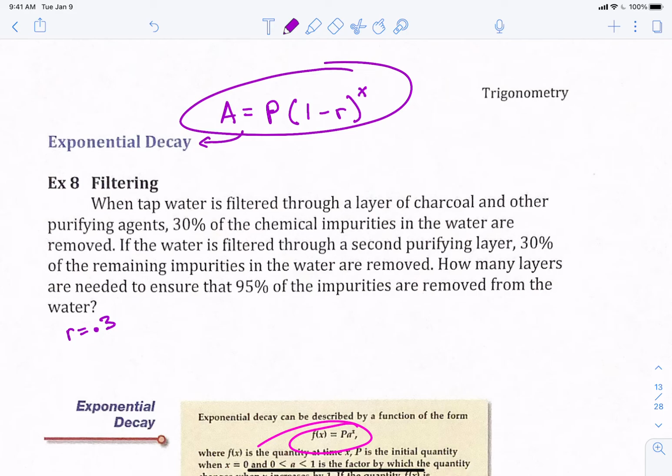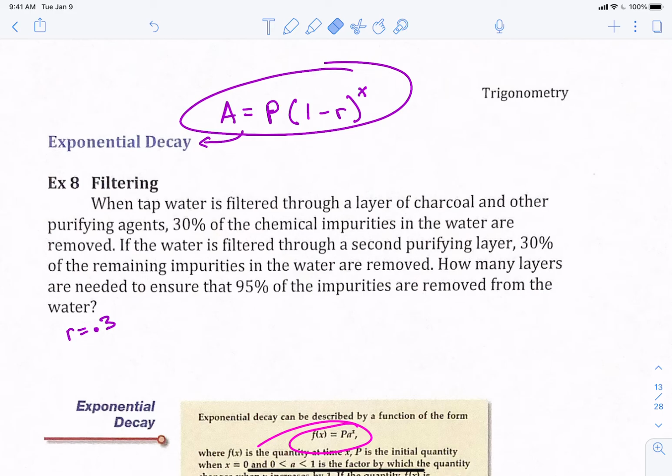If the water is filtered through a second purifying layer, 30% of the remaining impurities in the water are removed again. And then 30% again, and then 30% again, right? Okay? How many layers are needed to ensure that 95% of the impurities are removed? This is confusing. 95% of the impurities are removed.